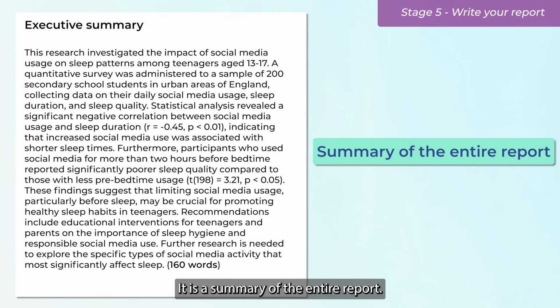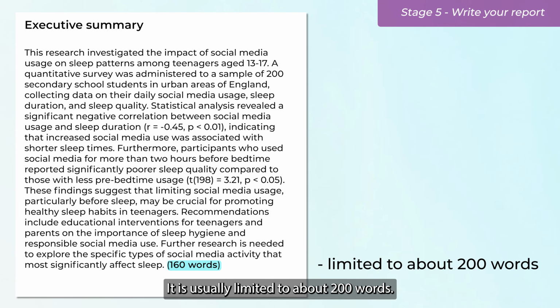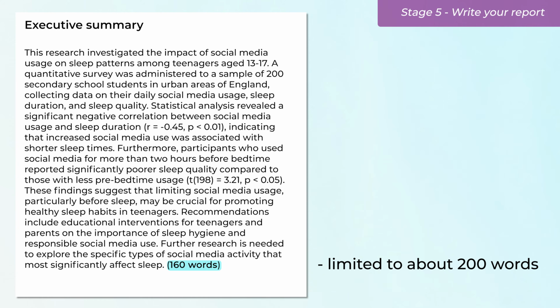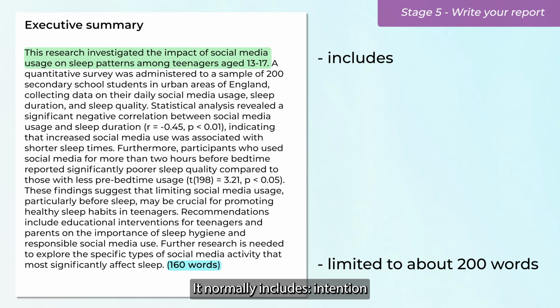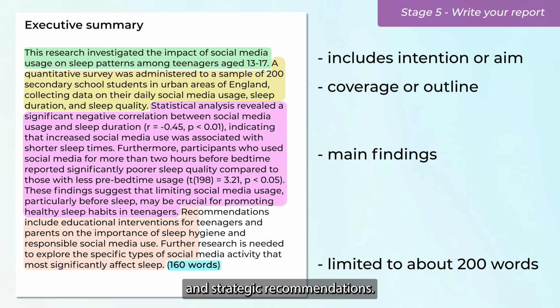1. Executive Summary Abstract. It is a summary of the entire report. It should enable the reader to make an informed decision about whether they want to read the report. It is usually limited to about 200 words. It normally includes intention or aim of the report, coverage or outline, main findings, and strategic recommendations.